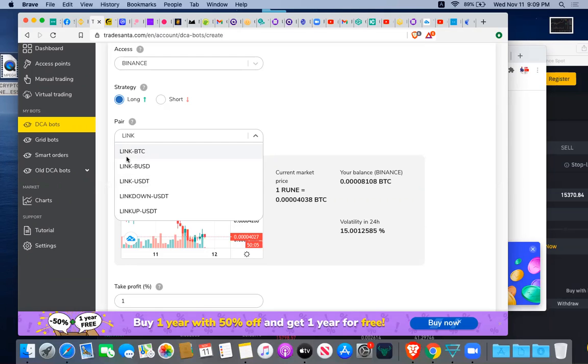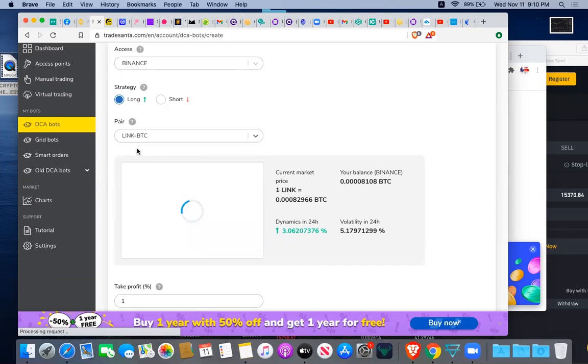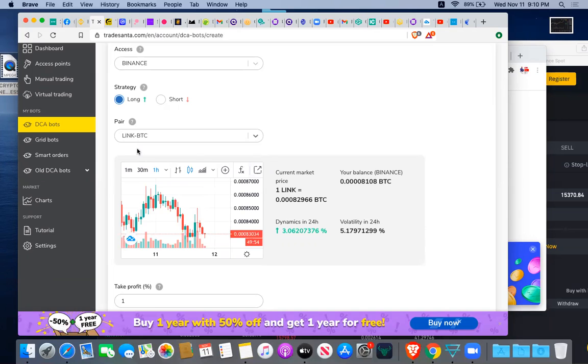The coin you want to buy is the base. So let's say it's Chainlink. Let me check another coin. I'm not going to use Chainlink anyway because I'm already long on Chainlink on my Binance on Three Commas. Okay, there we go.